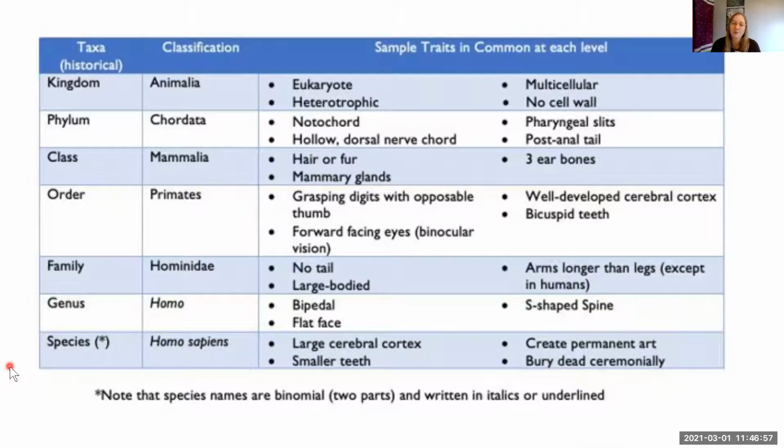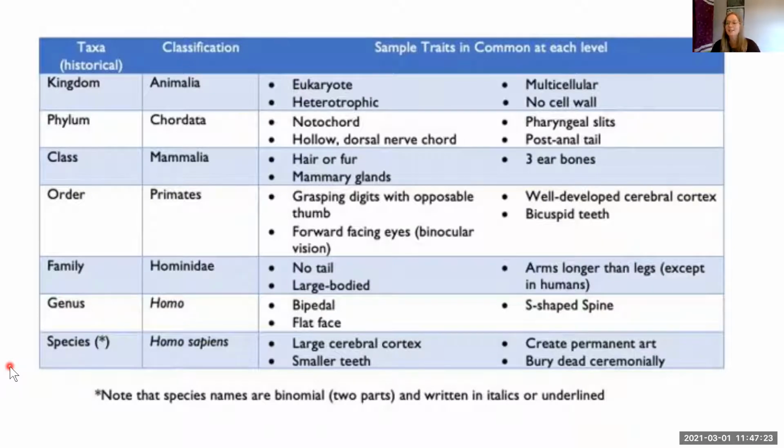And we are in the order primates. So primates are creatures with 5 fingers, 5 toes. They have opposable thumbs. You have forward-facing eyes instead of eyes kind of on the side, like a deer. And our claws have turned into flat nails. So that's something about primates. We also have bicuspid teeth, which is pretty cool.